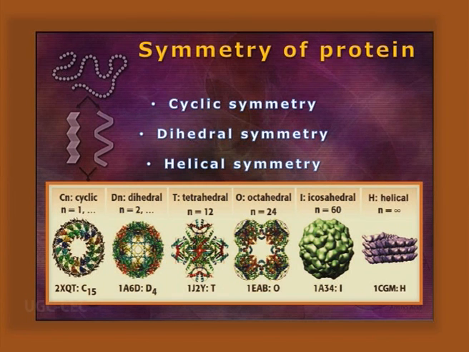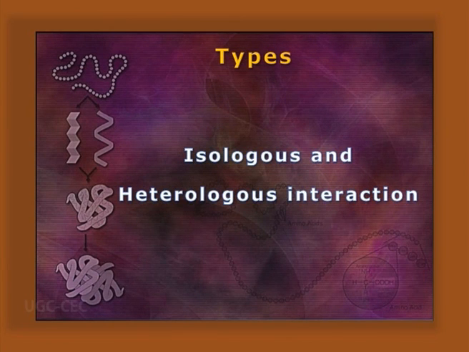So, here we can find rotational as well as helical symmetry. Rotational symmetry, cyclic symmetry, dihedral symmetry, octahedral, tetrahedral, all those symmetries can be found. As well as, if symmetric interactions are there, it indicates the type as isologous symmetry, or heterologous symmetry, that is, non-symmetric, unsymmetric interactions are actually followed.